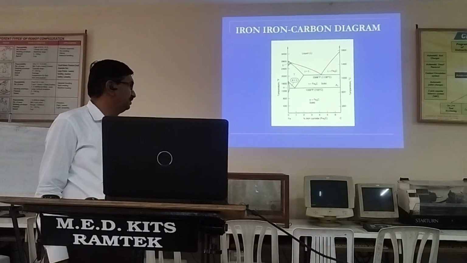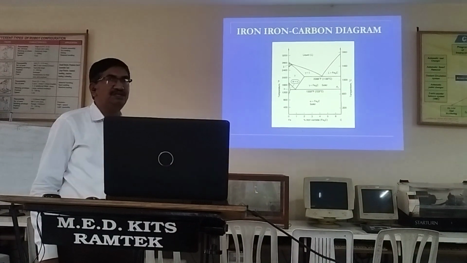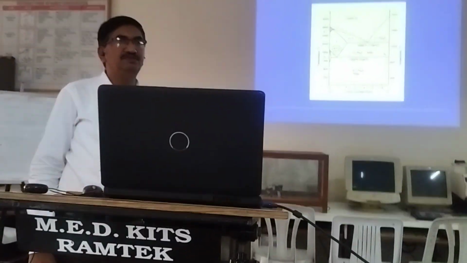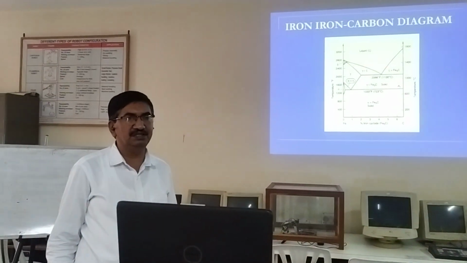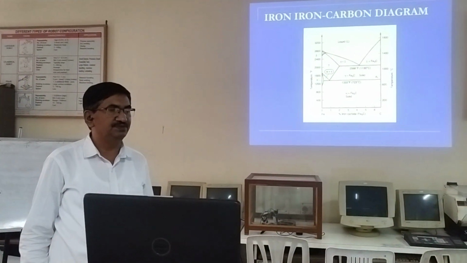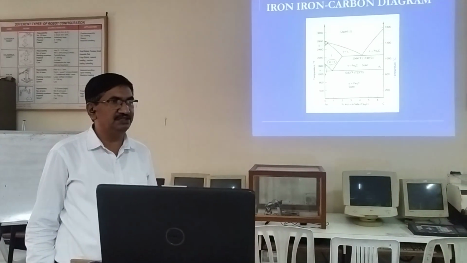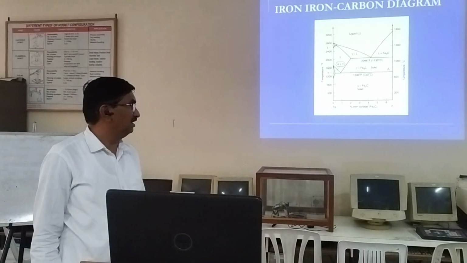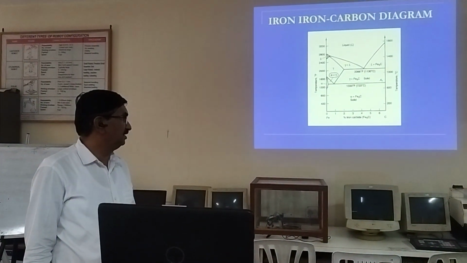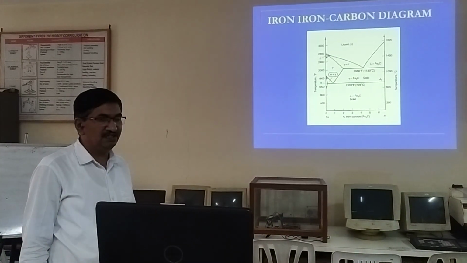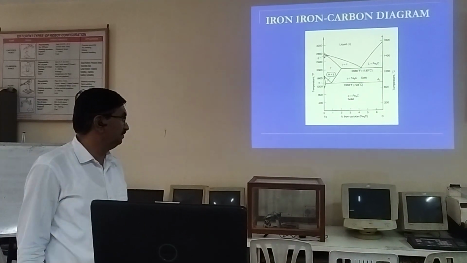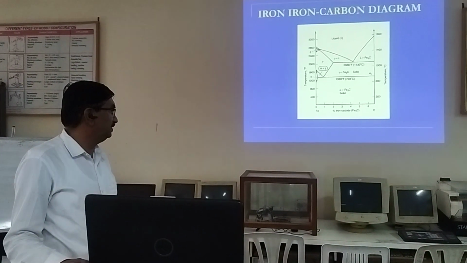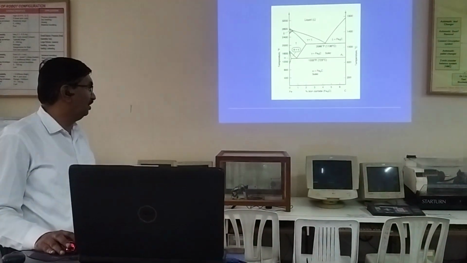Why? Because after 6.67%, the material, that is the carbide, is formed, and that is very hard and cannot be used further in engineering applications due to its high brittleness. There are different phases of iron and carbon produced in the iron carbon diagram. Now this is the figure, which has the different temperatures. We are getting the different alloys here.